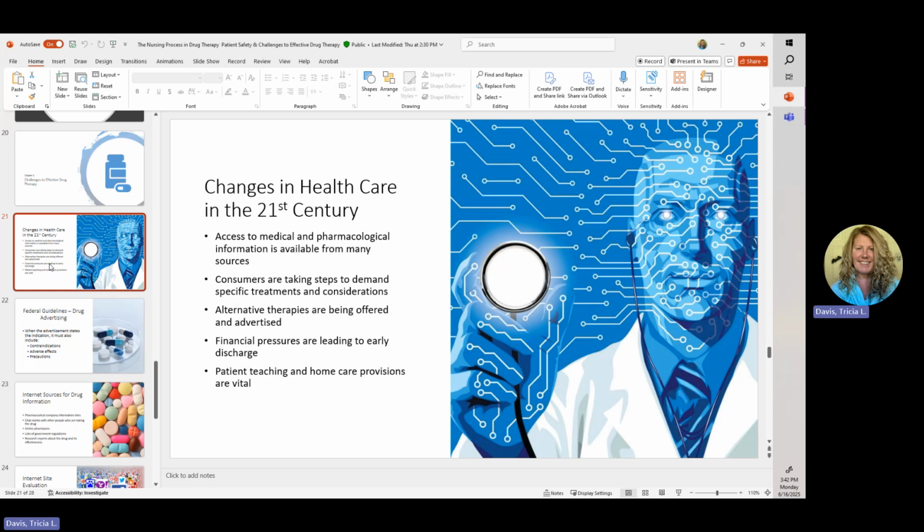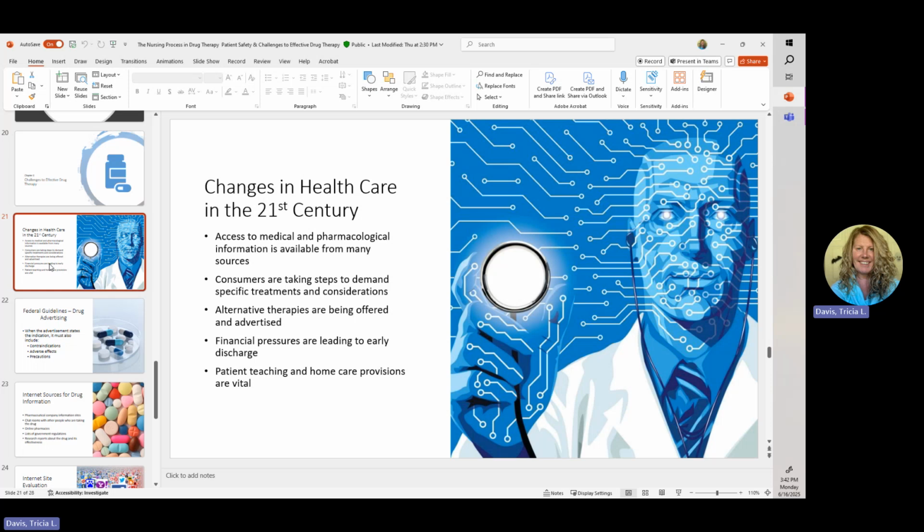So access to medical and pharmacological information is available from so many different resources, right? Facebook, any type of social media, TikTok, Instagram, you know, definitely those social media accounts, definitely a lot of online accounts. The things that we need to understand about this is that our patients out there have access to this. So this means that us as providers, we need to make sure that we are staying up to date with that scholarly information as well, because they're going to have access to stuff and ask us questions.